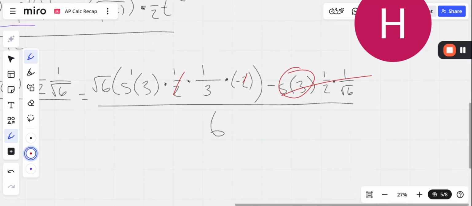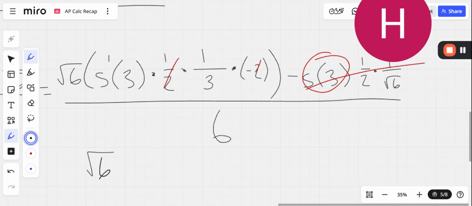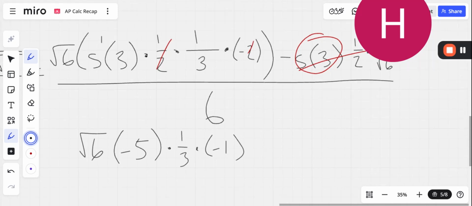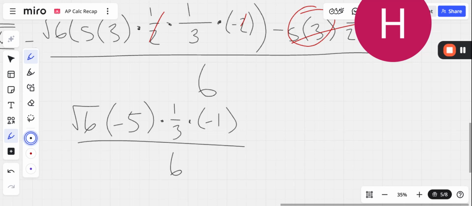And s prime of 3 is negative 5, so let's go ahead and plug in a negative 5. This would be square root of 6 times negative 5 times 1/3 times negative 1, and then that's all over 6. So this is going to look a little funky, but it's 5 over, sorry, 5 over 3 square root of 6. That's what I meant to say.